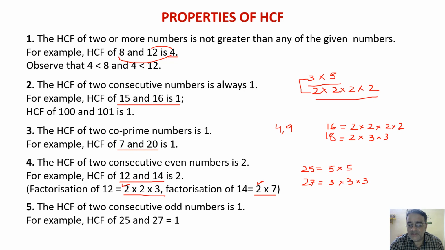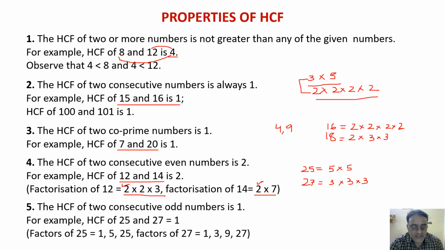Okay. So what is common between these two? Nothing. So nothing means 1. Or we can find it in this way also. The factors of 25 are 1, 5, 25. Factors of 27 are 1, 3, 9, 27. So only one common factor is there, that is 1, and that is the required HCF.